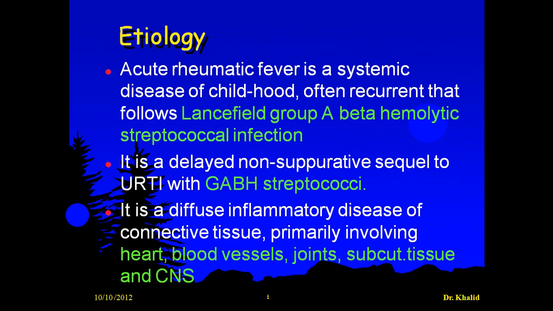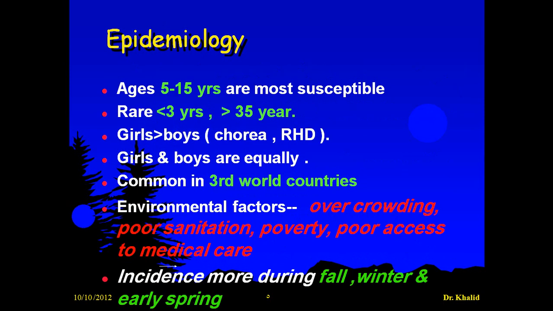Acute rheumatic fever is a systemic disease of childhood, often recurrent, that follows Lancefield group A beta-hemolytic streptococcal infection. It is a delayed non-suppurative sequela to upper respiratory tract infection with group A. It is a diffuse inflammatory disease of connective tissue, primarily involving the heart, blood vessels, joints, subcutaneous tissue, and CNS.